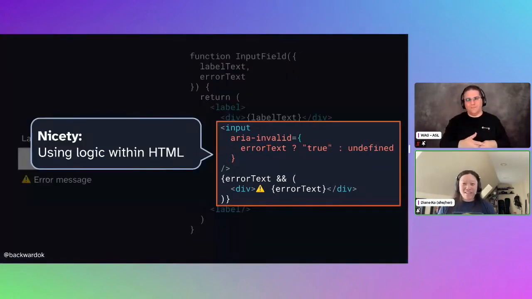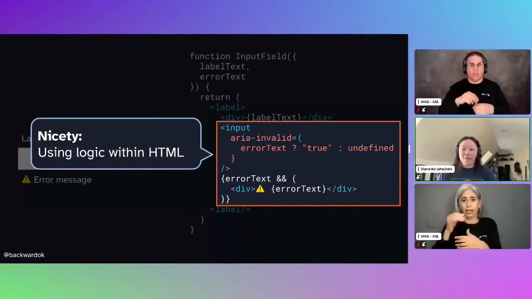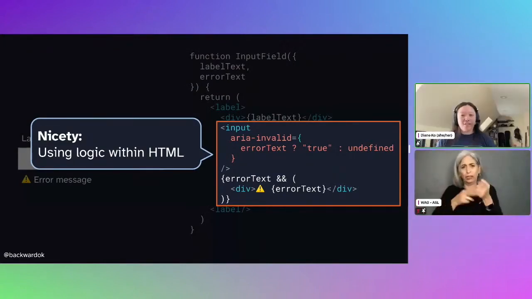This brings us to another nicety, using logic within HTML. Using JavaScript logic in our HTML lets us conditionally render different elements and attributes, which makes accessibility easier for the component consumer. Now, this component is doing a lot of extra work for the consumer with a single piece of information. This is especially useful for more complex ARIA patterns like tab panels or combo boxes, where abstracting away the complexity to the component consumer can result in less room for error.